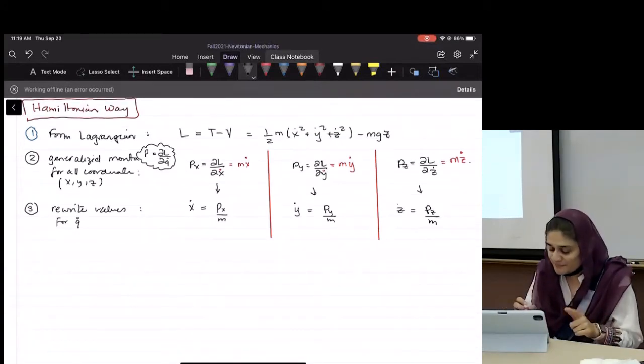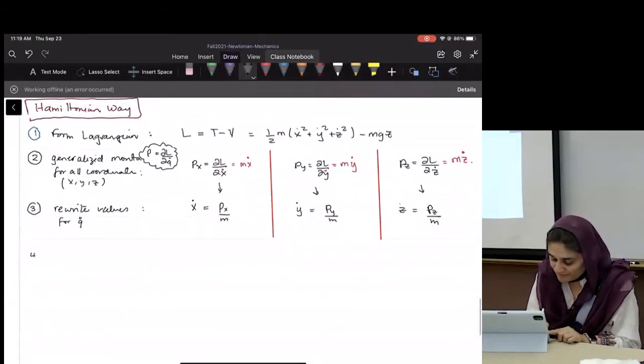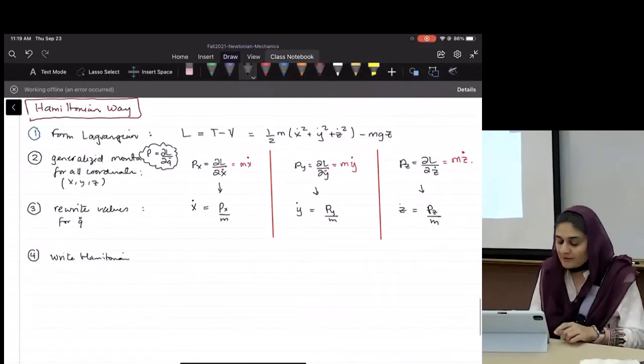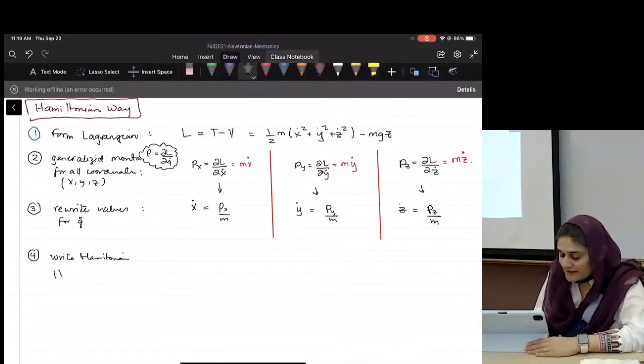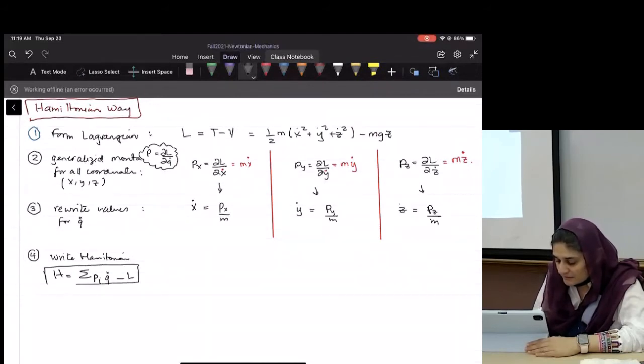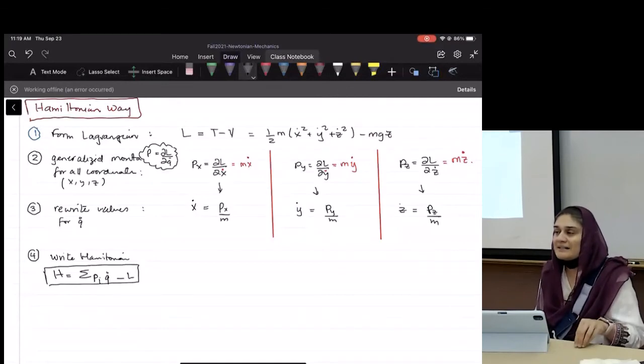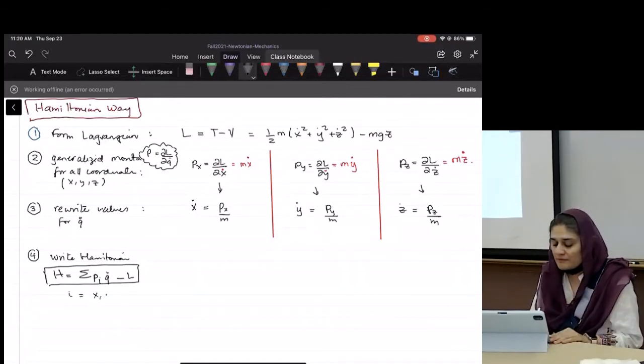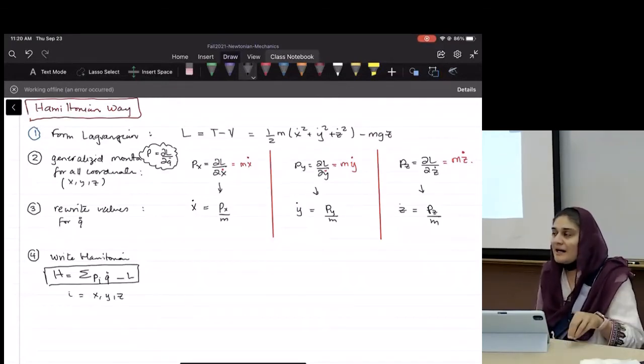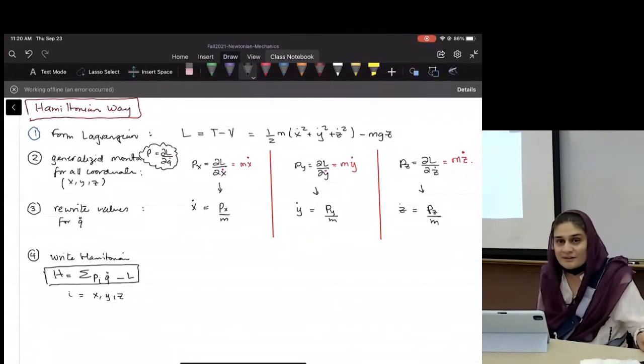Step number 4. What does step number 4 say? Write the Hamiltonian in terms of momentum Pi. Okay, write the Hamiltonian in this form: sigma Pi Qi dot minus L. That's what we want. What does a sigma imply? What is i in this case? i always runs over the number of coordinates you have.